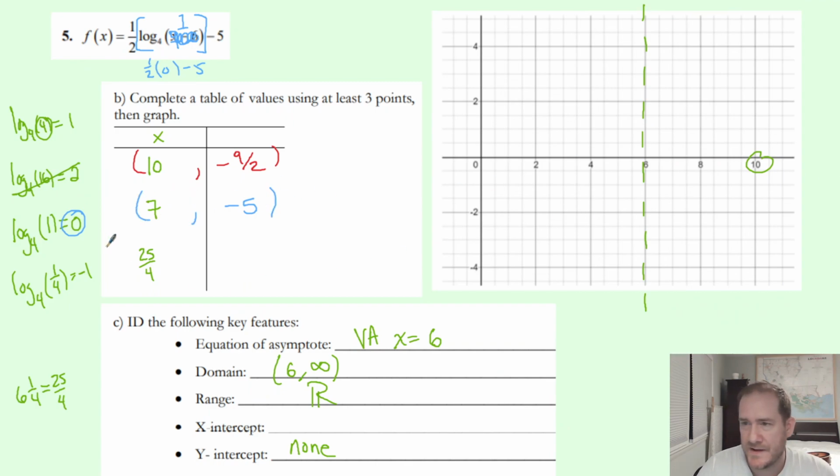And then finally, if you plug in 25/4, this sounds like it's about to be hard work, but again, don't forget, we planned this ahead of time. We picked 25/4 because we knew that 25/4 minus 6 is what would give us 1/4. And then the log base 4 of 1/4 would be negative 1. So we've got a half times negative 1 minus 5. That's negative a half minus 5. That's negative 5.5, which is negative 11 halves.